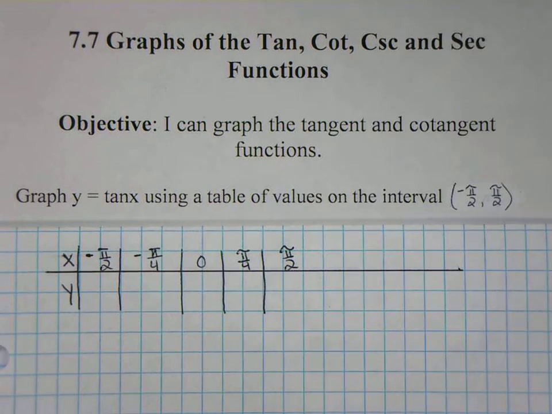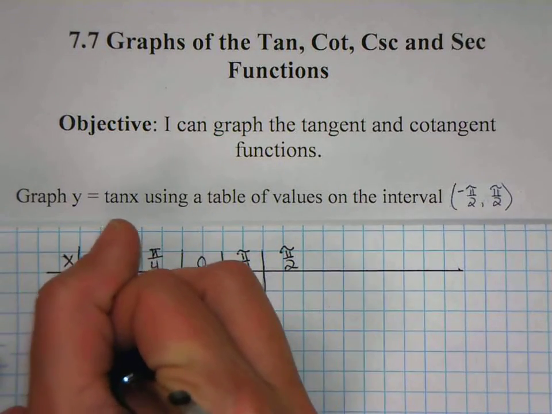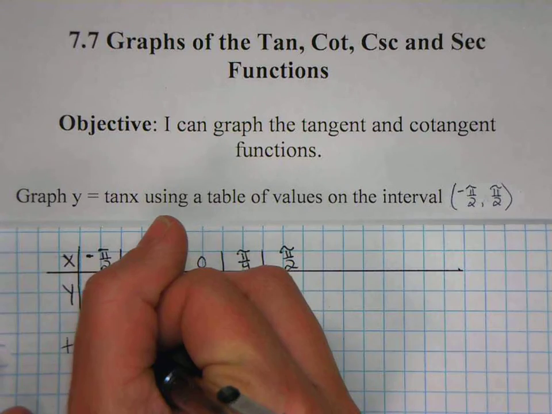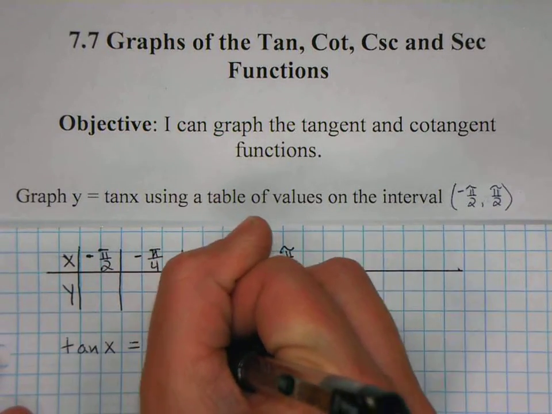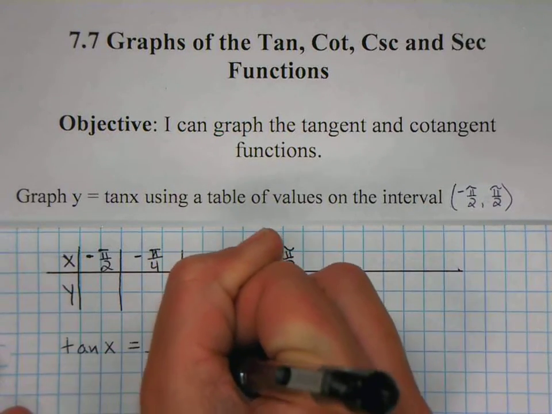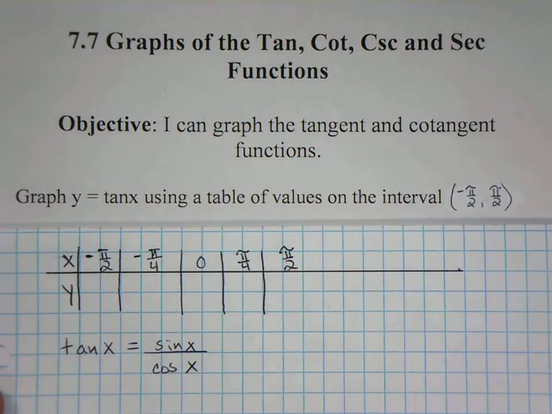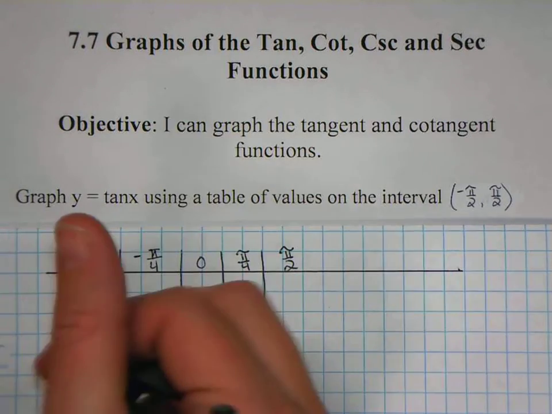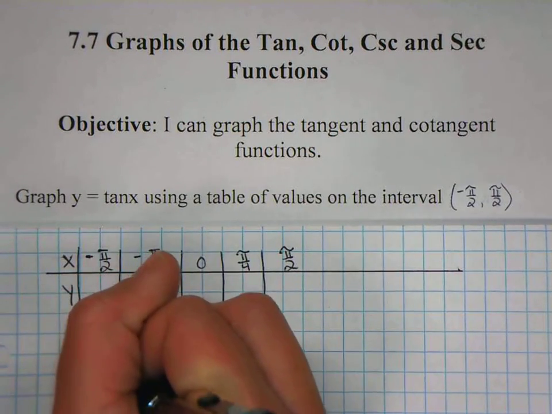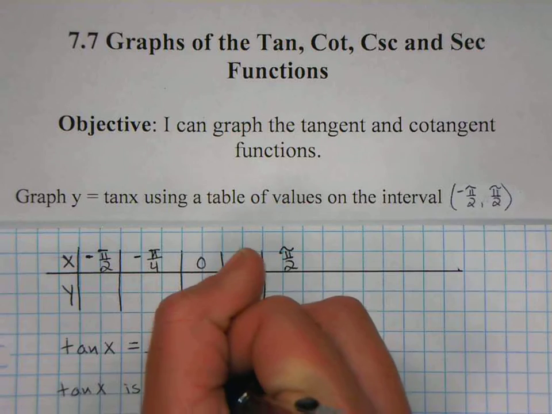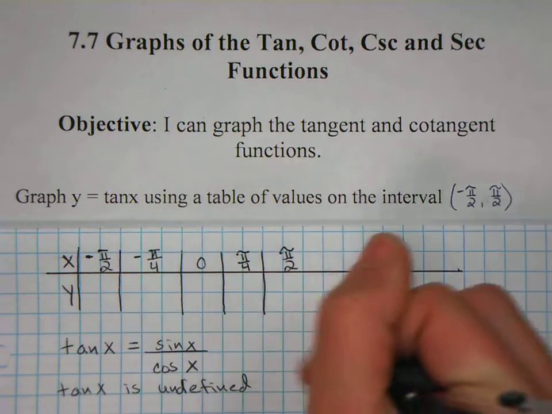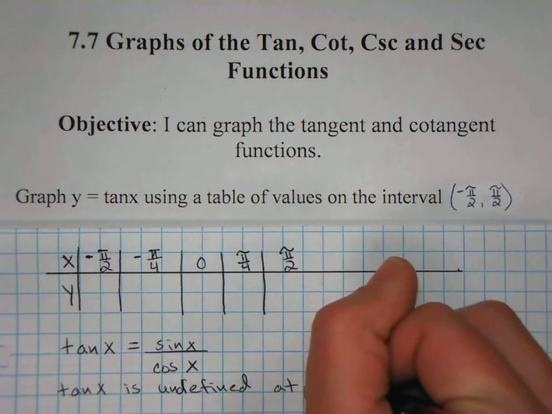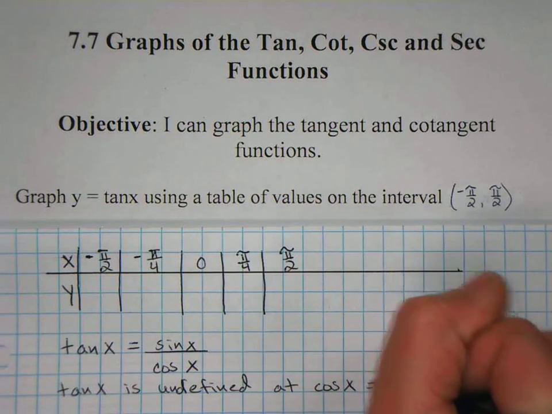pi over 2. And if you notice at that spot, something that you'll have to remember is that tangent of x would be equal to the sine of x over the cosine of x, depending on whatever that x angle represents. So you're going to see that tangent of x is undefined whenever cosine of x equals 0.